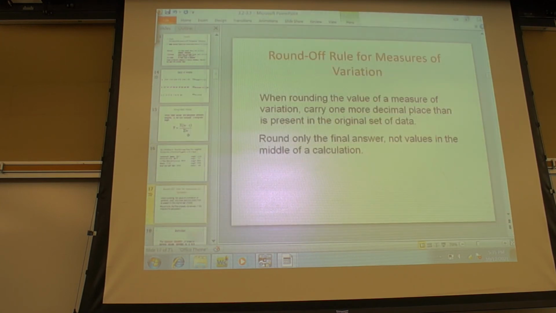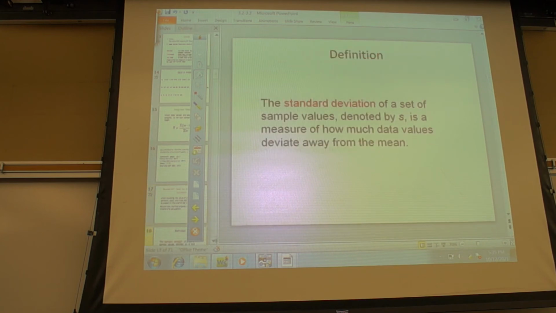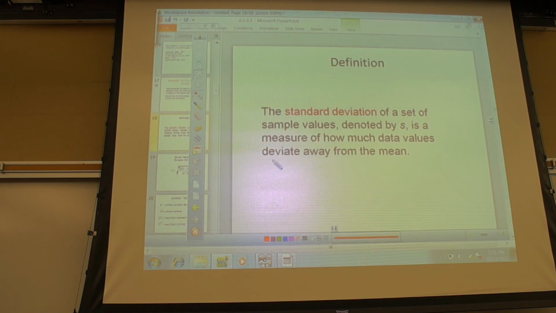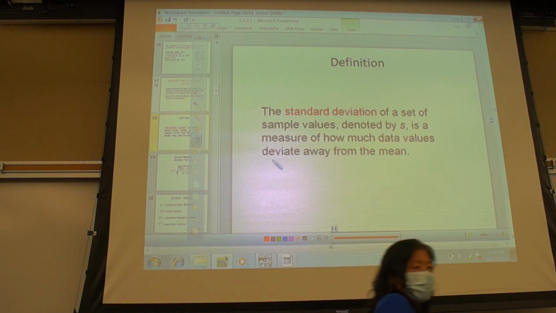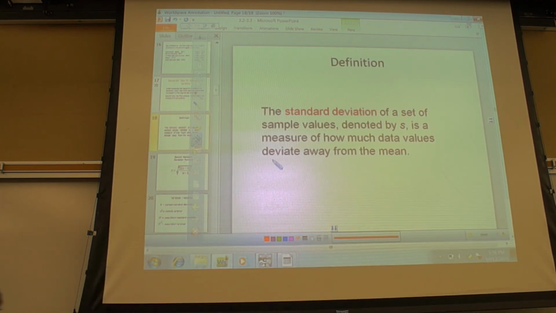Okay, rounding off rule for measures of variation. Variation, you remember that, standard deviation and variance, also has one more decimal place than the original data is in, just like the mean. The standard deviation, S, is a measure of how much values deviate from the mean, how far they range away from the mean. So it's sort of a measure of, on average, typically how far values are away from the mean.